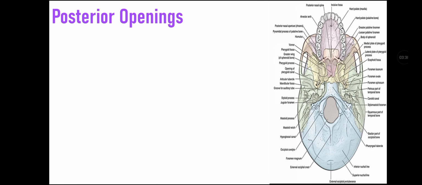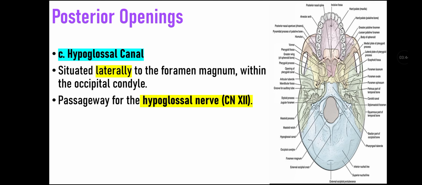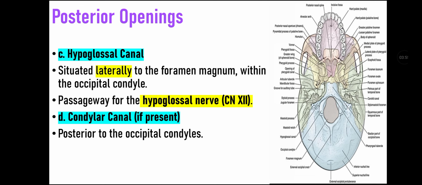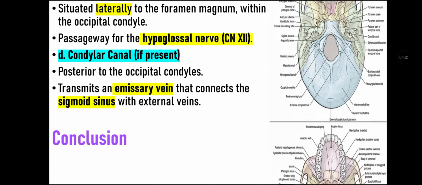Further, we have in the posterior opening the hypoglossal canal that is situated laterally to the foramen magnum within the occipital condyle. It is the passageway for the hypoglossal nerve, that is cranial nerve number 12. Next is condylar canal if present, because in some people it is not present. It is present posterior to the occipital condyles. They transmit the emissary vein that connects the sigmoid sinus with external veins.